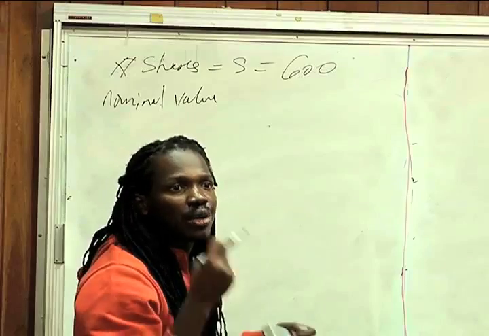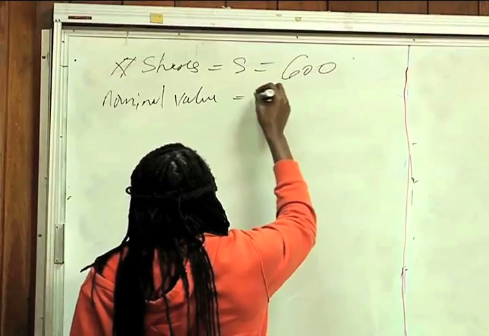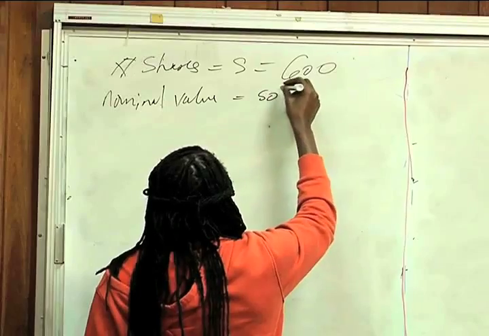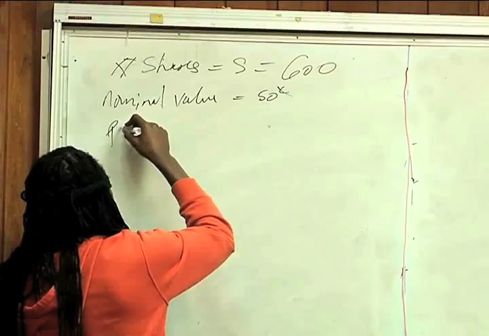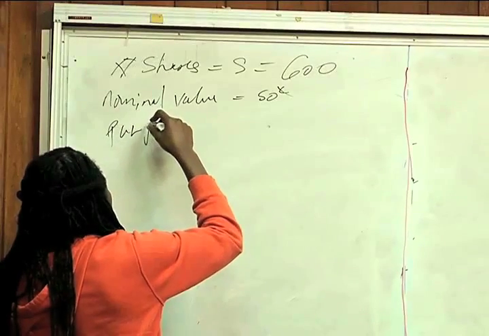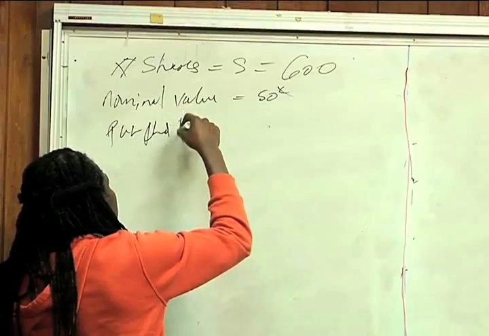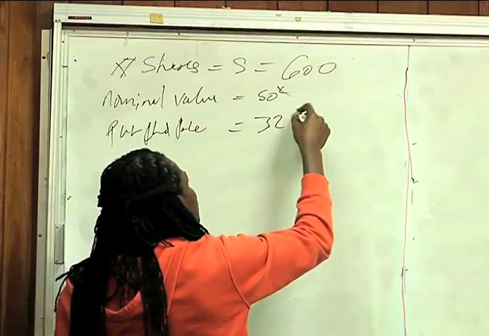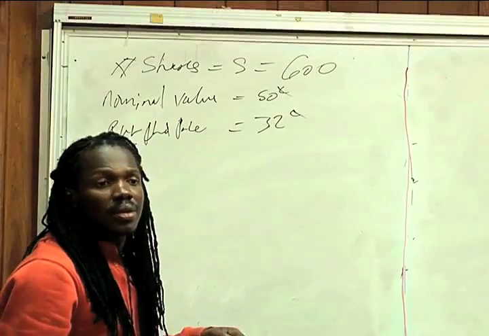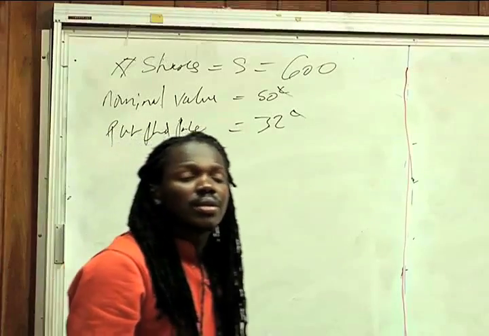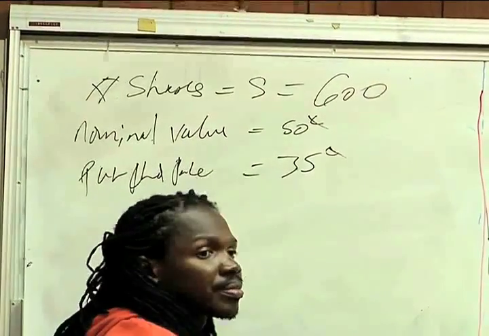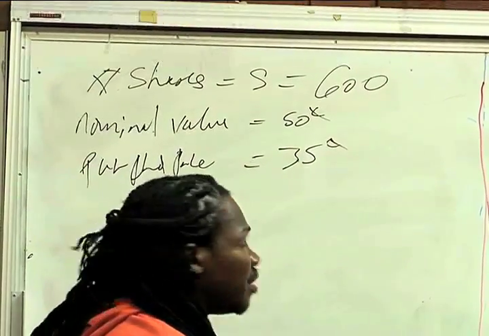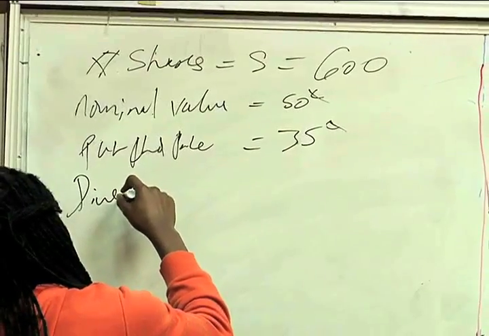Is that the share's actual value, not how much you bought it for, but how much the share is worth? 50 cents. What else do we know? How much he bought it for, the purchase price. 35 cents. What else do we know? The dividend rate, 8%.